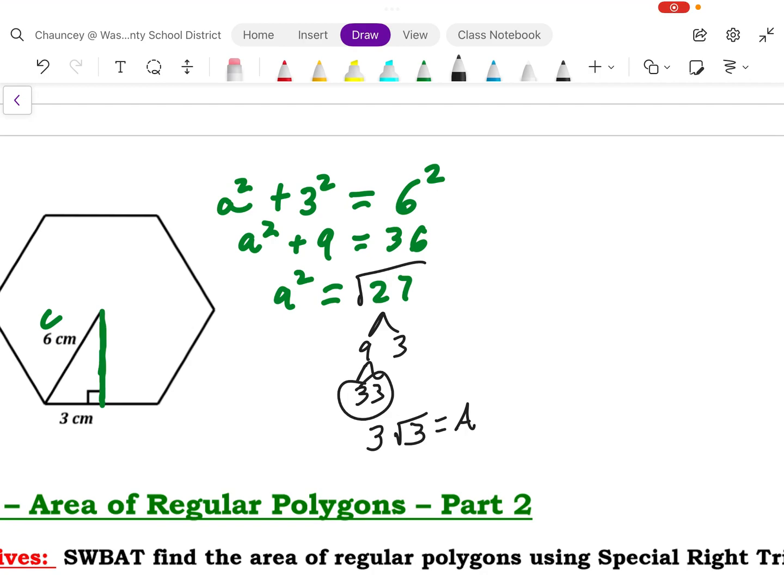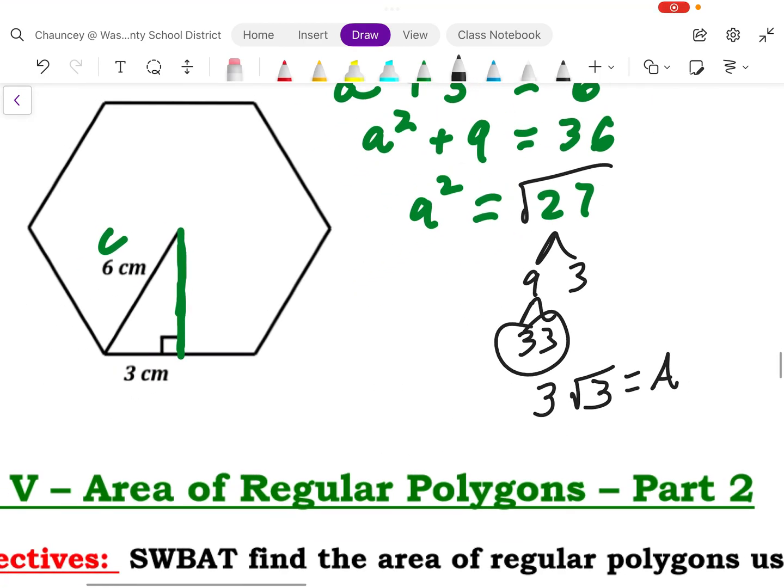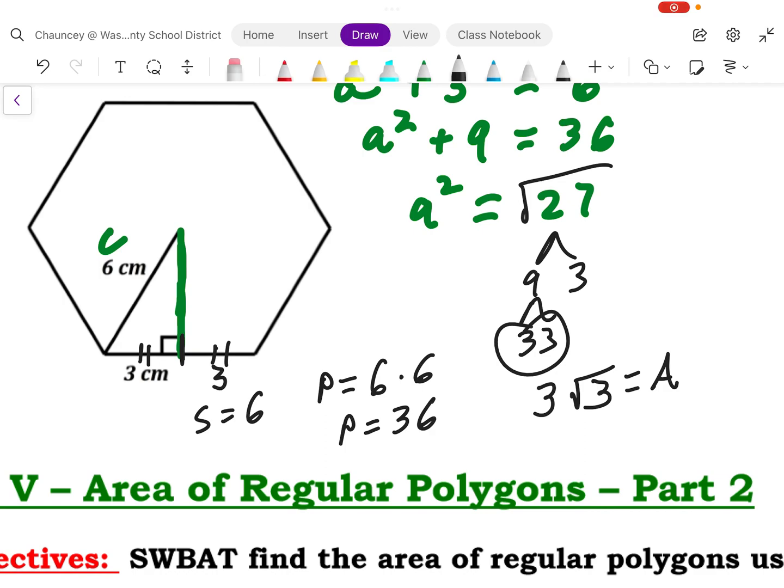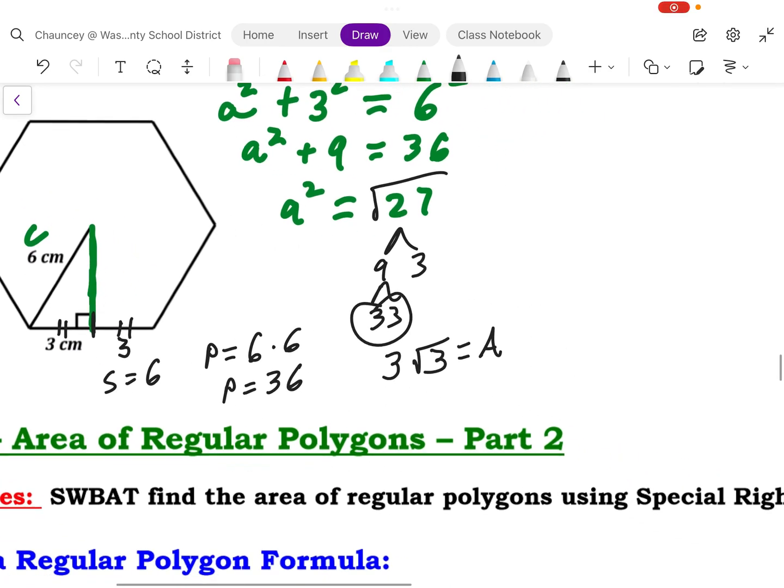Got that. So now that we have that, we could just plug and chug. Oh, wait, nope, we still need our side. So because this is a bisector, we know that this is 3. This also has to be 3. So our side is going to equal 6. And our perimeter is going to equal 6 times the number of sides, which we said was 6, right? 1, 2, 3, 4, 5, 6. Yes, 6 times 6. So your perimeter is 36 centimeters. All right, now we can rock and roll.